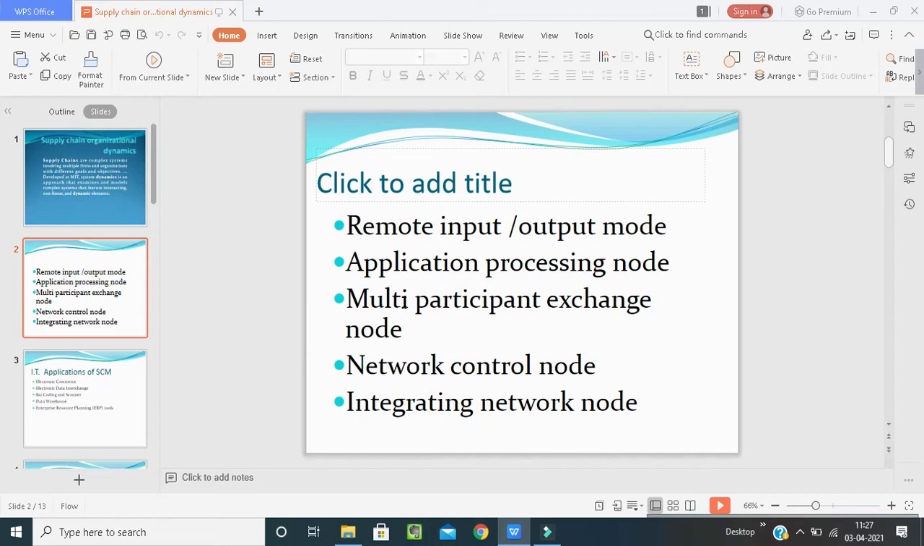Next one is the network control node. What is the main network control node? And the last one is the integrating network node, that is how the networks should be integrated with each other.